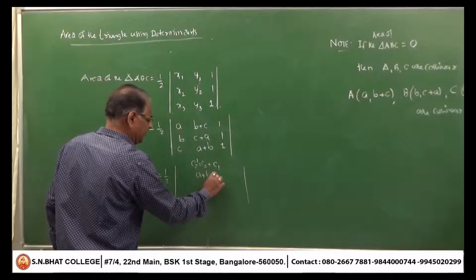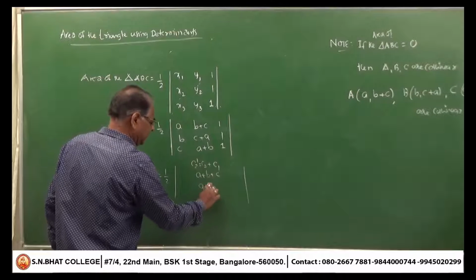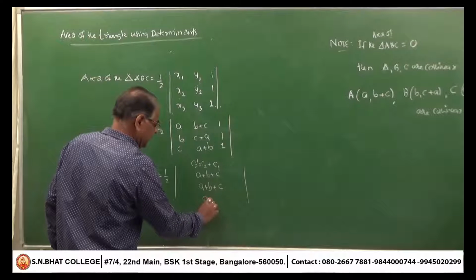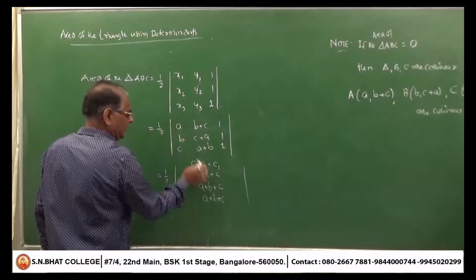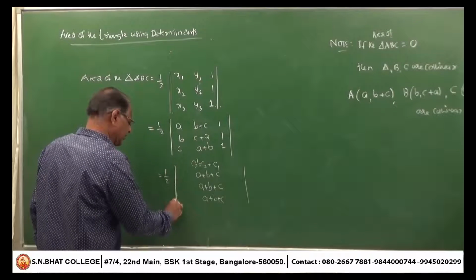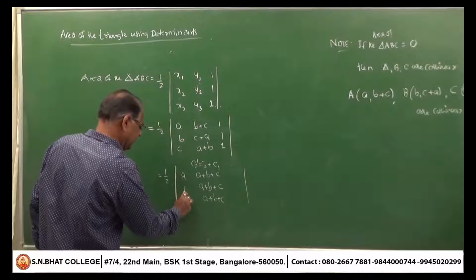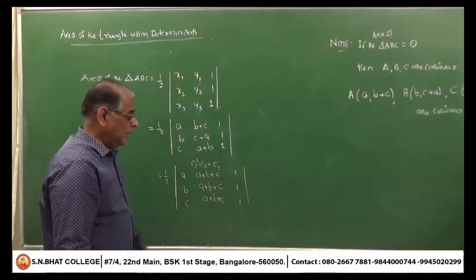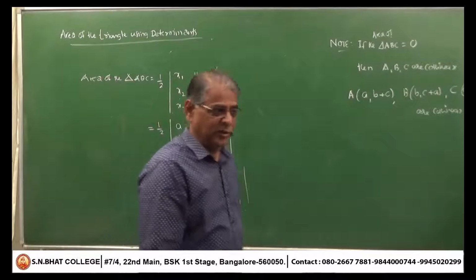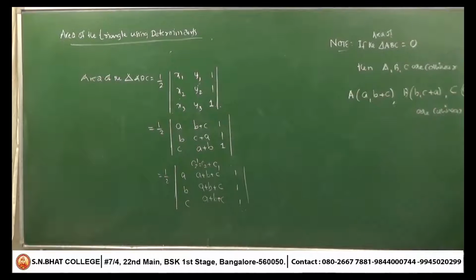This is A plus B plus C. If I add these two columns, you will get A plus B plus C. Write first column and third column as it is: A, B, C, and 1, 1, 1. Already third column is 1, 1, 1. I will try to get one more column as a common factor.